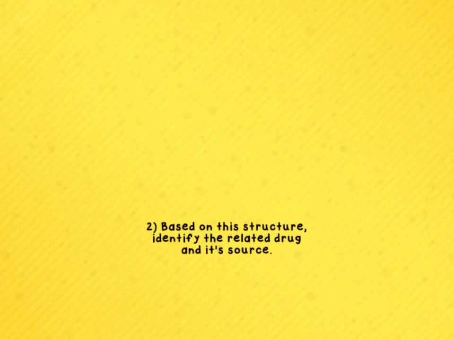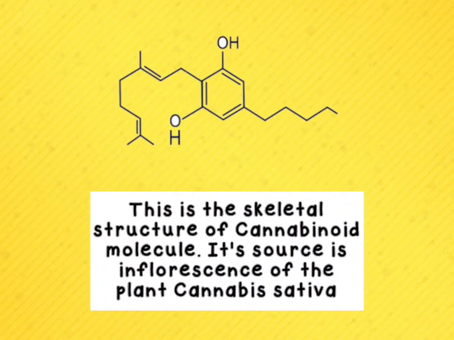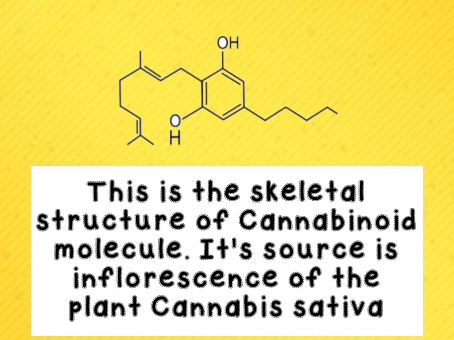Now let's move forward. The second question, based on this structure, identify the related drug and its source. So this is the carbon skeleton of a drug and the answer is this is the skeletal structure of cannabinoid molecule. So a cannabinoid molecule is represented by this structure and its source, which was the second part of the question, its source is the inflorescence or the flowers of the plant Cannabis sativa. Examples of drugs from this group are bhang, ganja, charas and so on.